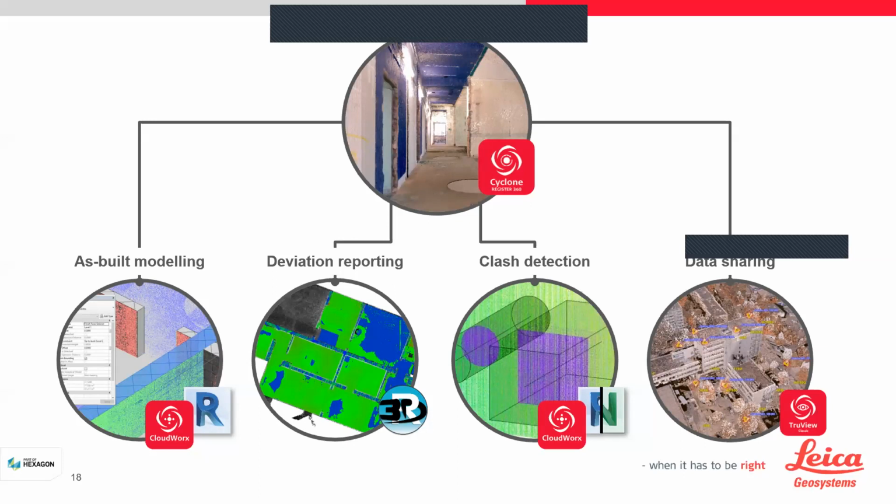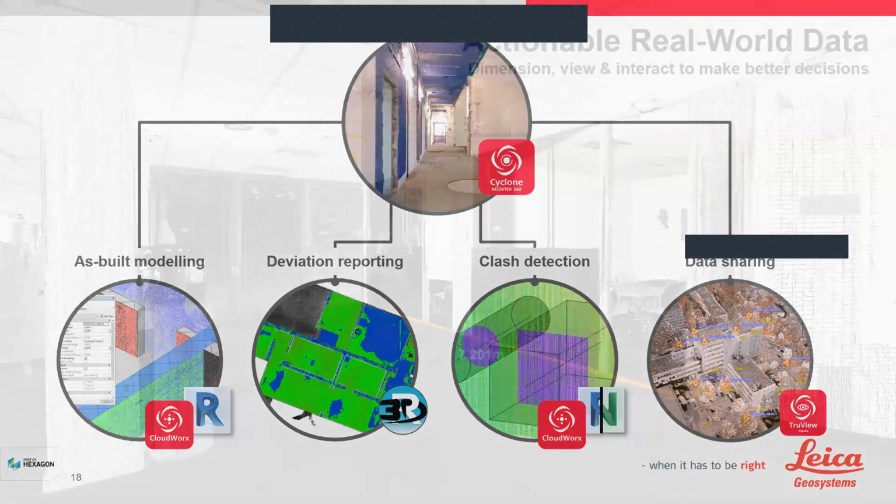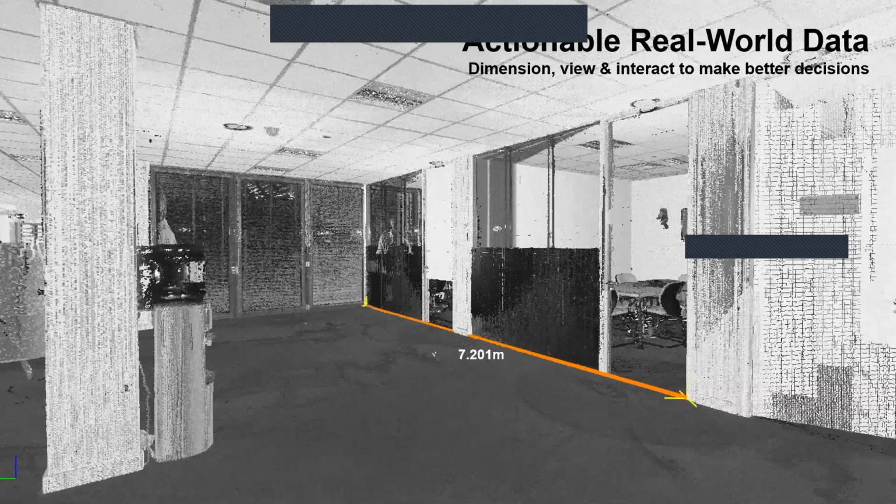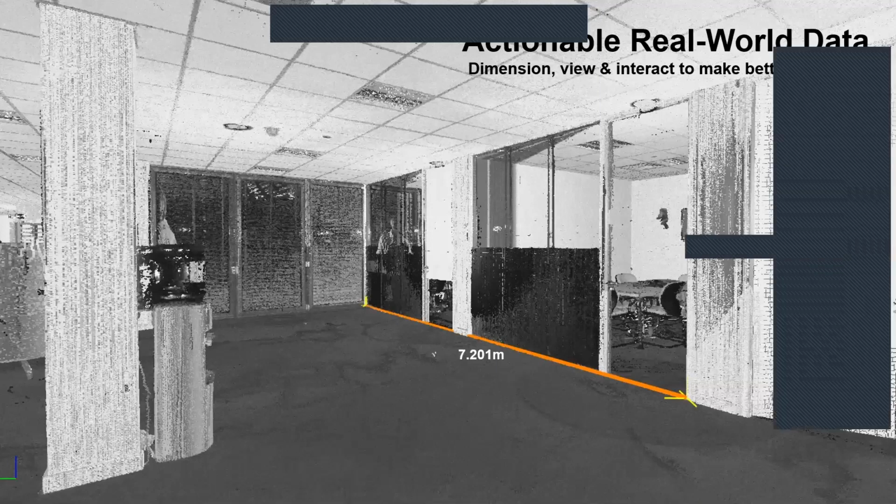All of these started working for deviation reporting, as well as for clash detection, and at the end for sharing the data with various stakeholders so that they can understand where there are changes. It allowed us to have an actionable digital reality where we can work.